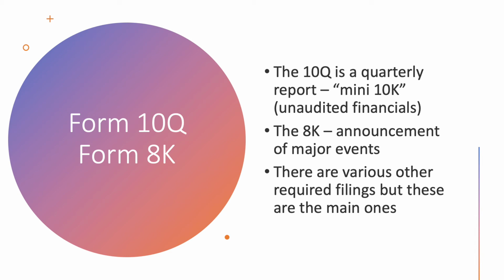In addition, there is something called the 8K, and the 8K is a required filing anytime the company has something major to announce. So, for instance, if the company is going to be acquiring another business, that's a major thing. So they're going to put an 8K out there which tells the public, hey, this is what we're doing. So major events, major announcements get filed with the 8K. There are various other required filings, but these are the main ones that you should be looking out for, that really give you a lot of information and also clues about how the company is performing and how they might perform in the future.